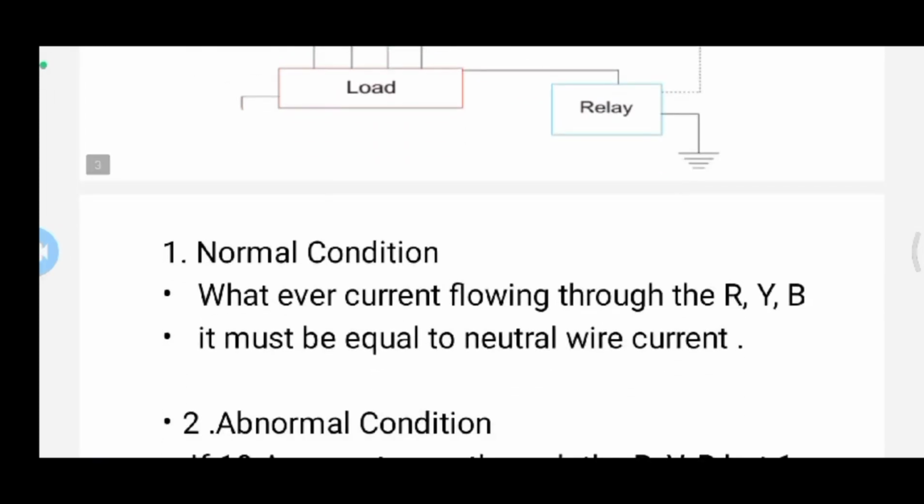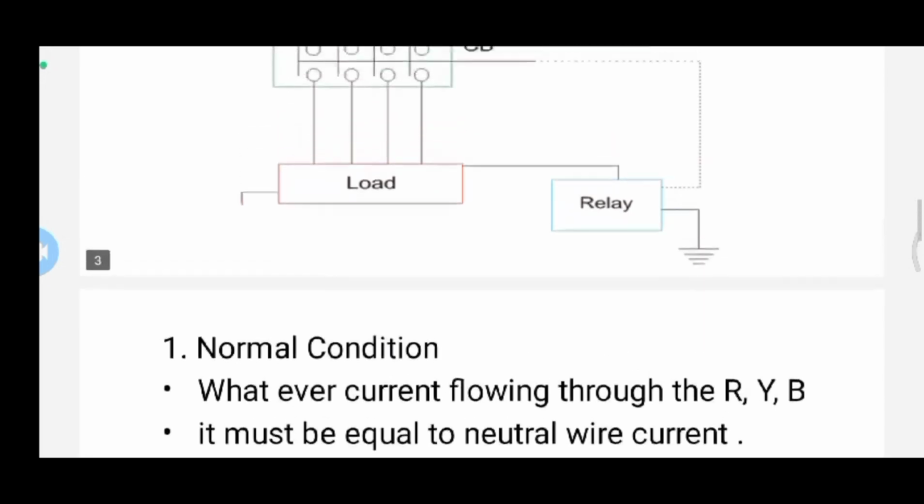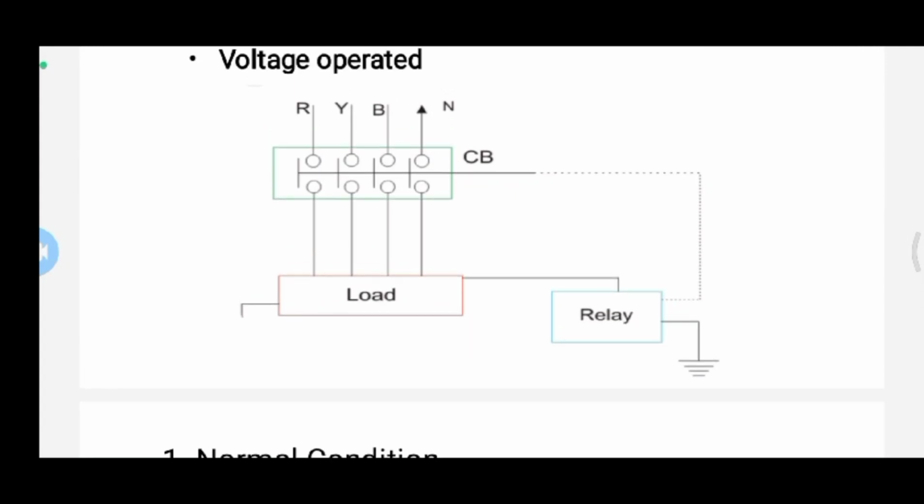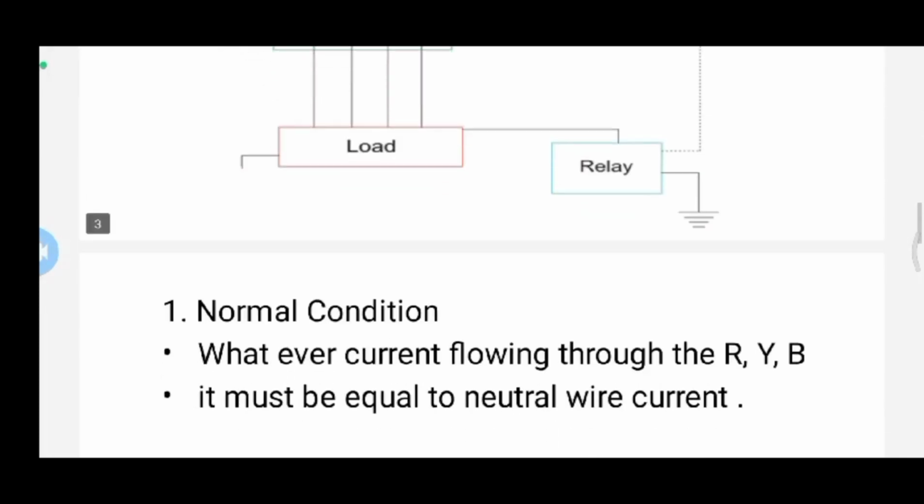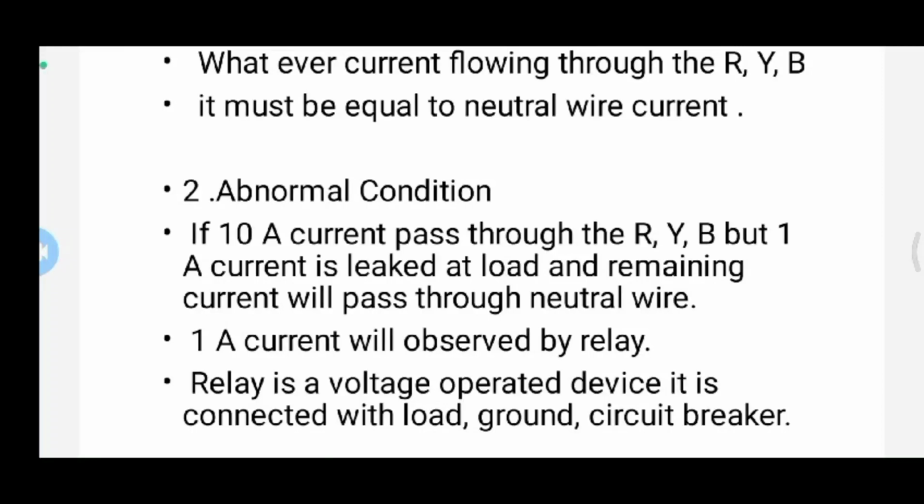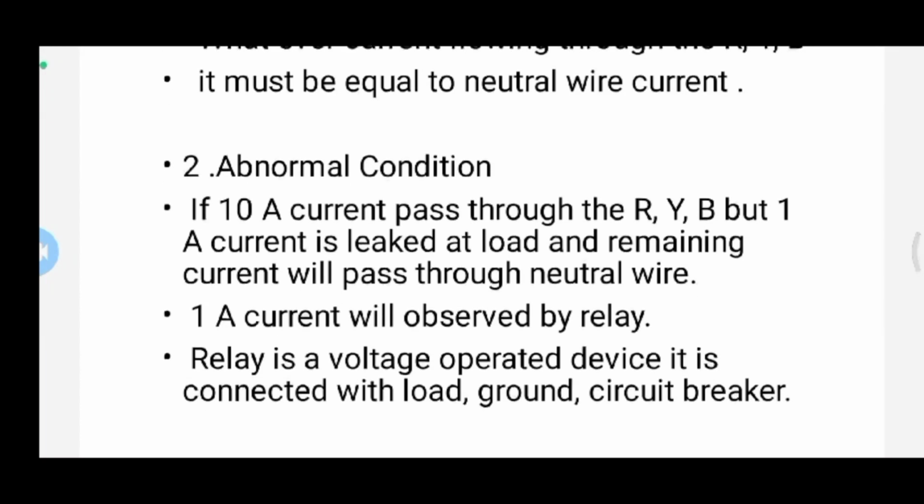In normal condition, whatever current flows through the RYB must be equal to the neutral wire current. For example, if we pass 10 ampere of current in the RYB, the current coming back from the neutral wire also has the same value, that is 10 ampere, so there is no leakage of the current in the normal condition. In case 2, if 10 ampere of current passes through the RYB, but 1 ampere of current is leaked at the load and the remaining current passes through the neutral wire, that 1 ampere of current will be absorbed by the relay.